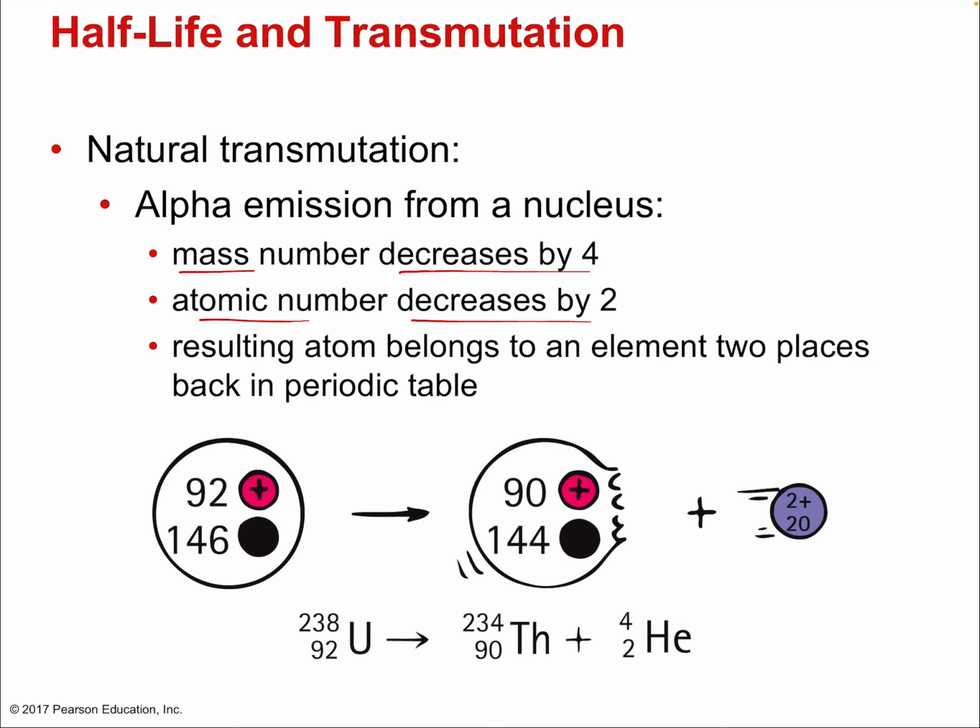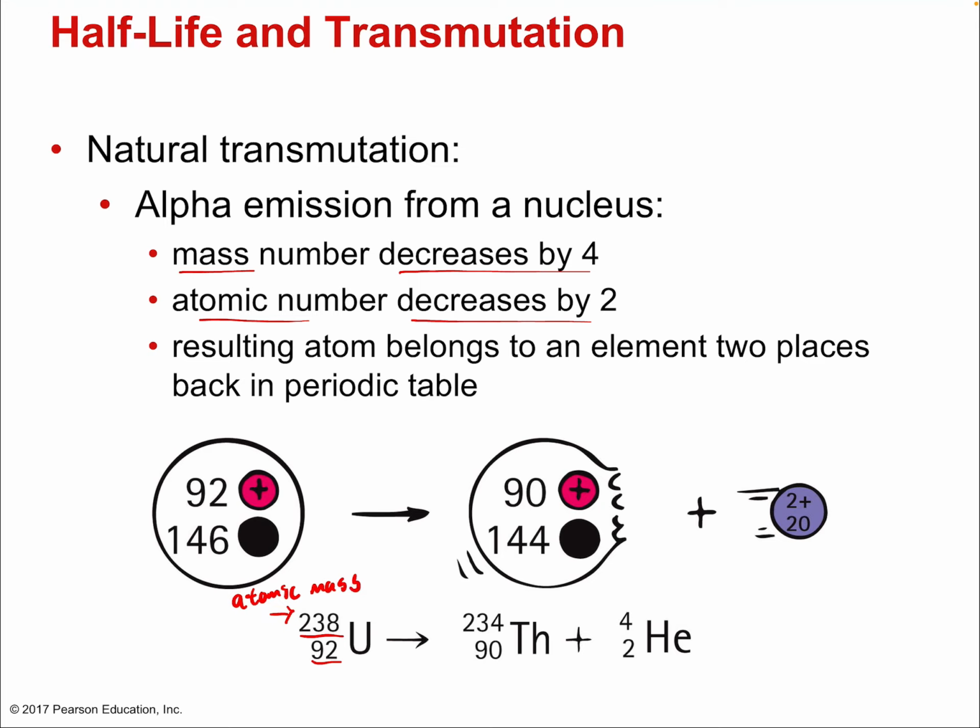So the resulting atom belongs to an element 2 places back in the periodic table, right? Because it has 2 fewer protons. So it will always be an element that's 2 less, but it will have an atomic mass that's 4 less, because it also carries those 2 neutrons with it. For example, uranium, which has an atomic number of 92, that's its place on the periodic table, has an atomic mass of 238. Notice the atomic mass is the number up top, okay? The atomic mass is the total number of nucleons, protons plus neutrons, okay?